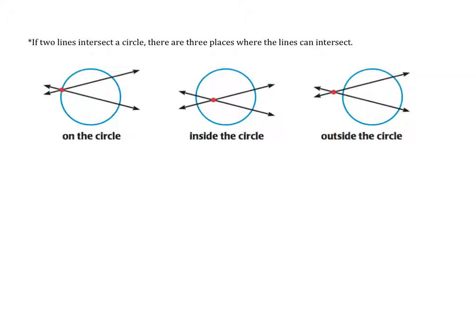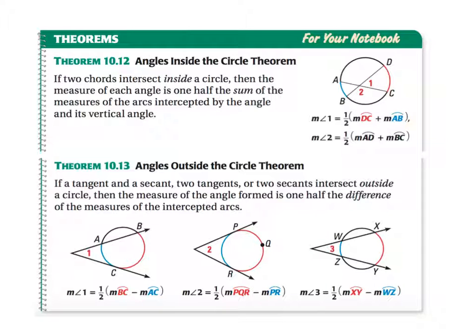If two lines intersect a circle, there are 3 places where the lines can intersect. The first place would be on the circle. The second place is inside the circle, and the third place is outside the circle. In the next theorems, we will see what happens when the 2 lines intersect inside the circle and outside the circle. And here are those 2 theorems. The first theorem I call the inside theorem, and the second theorem I call the outside theorem.